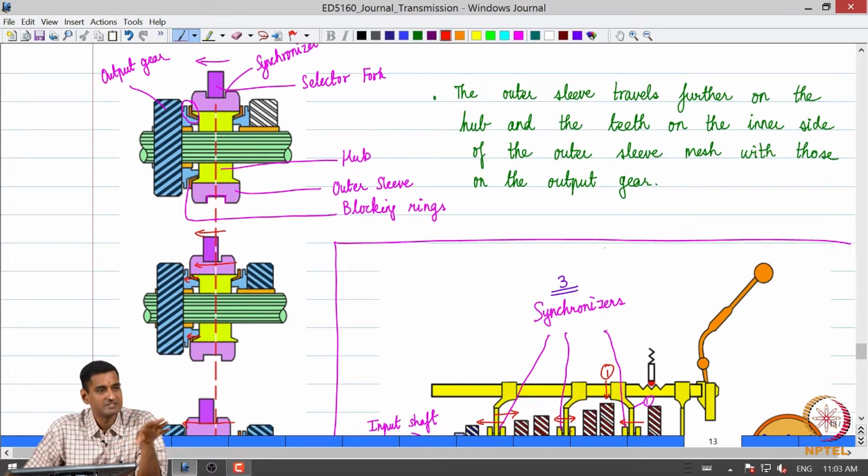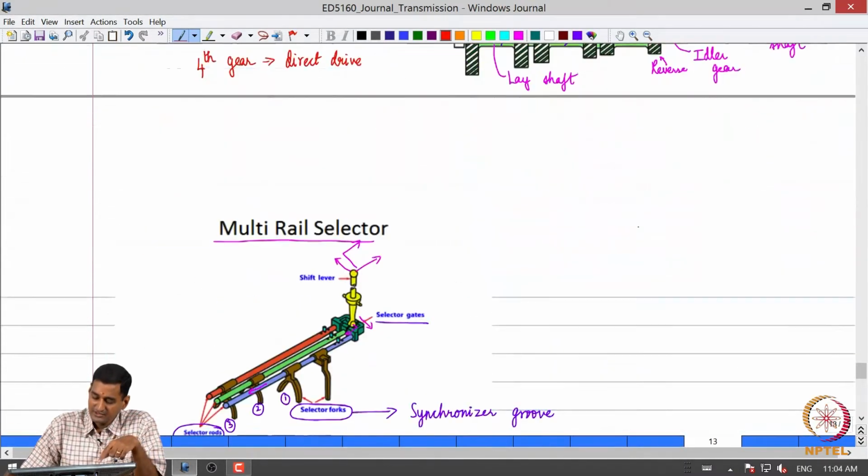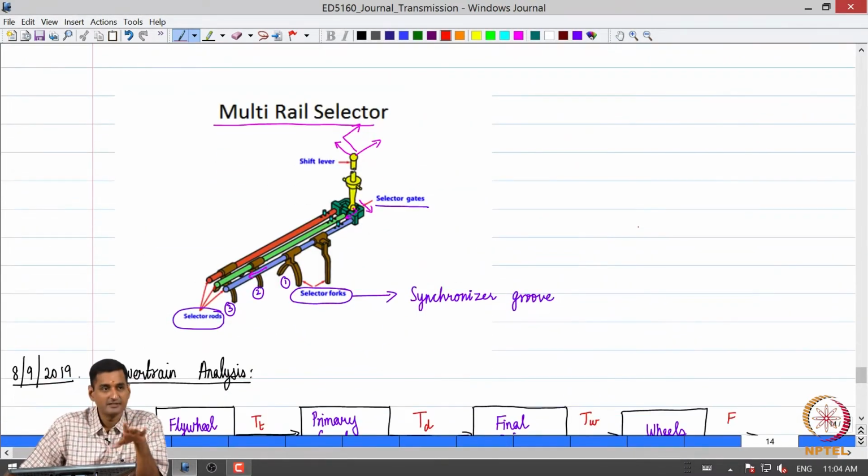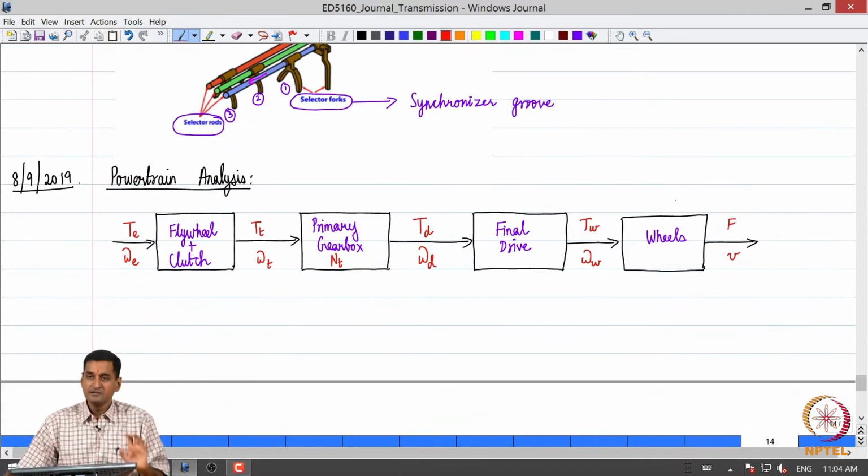So the role of the synchronizer is to ensure that the gear engagement is smooth, when we are engaging an output gear to the output shaft, right, that are initially rotating at different speeds. So we also looked at how a multi-rail selector is used to select a particular gear, right. So this is where we stopped in the previous class.